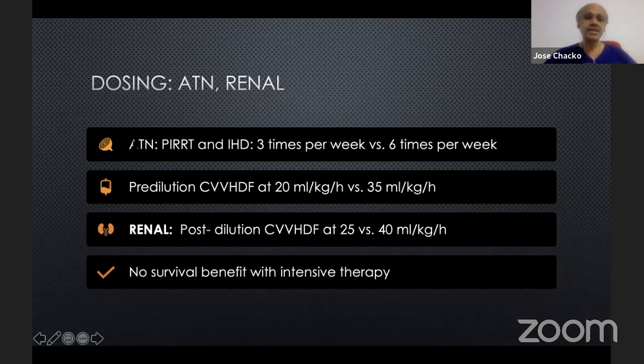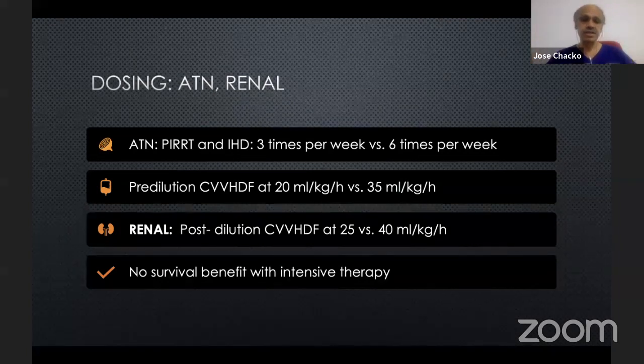In the ATN study, they did either prolonged intermittent renal replacement therapy or hemodialysis 3 times per week versus 6 times per week, or they did CVVHDF with a volume of 20 mL per kilogram per hour versus 35 mL per kilogram per hour. In the other study, the RENAL study, they used continuous renal replacement therapy in all their patients at a dose of 25 versus 40 mL per kilogram per hour. And in both these studies, the answer seemed to be pretty much uniform.